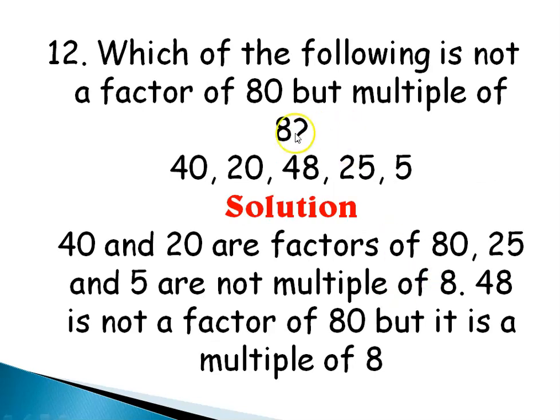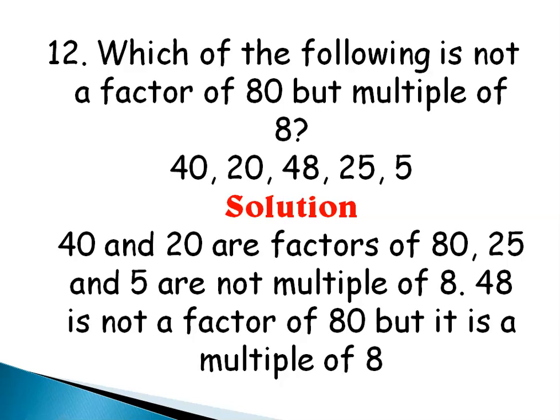Alright, so question 12. Which of the following is not a factor of 80 but a multiple of 8? So factors are numbers that can divide a number without a remainder, while multiples are numbers that you can divide by a factor without a remainder. Do you understand? So if I said 80 now, factors of 80 will be like 2, 4, 8, 10, like that. And then multiples of 8 will be 16, 60, 64, like that.